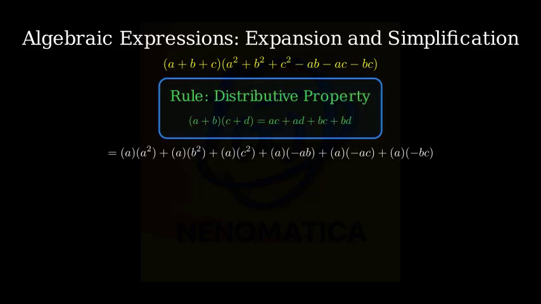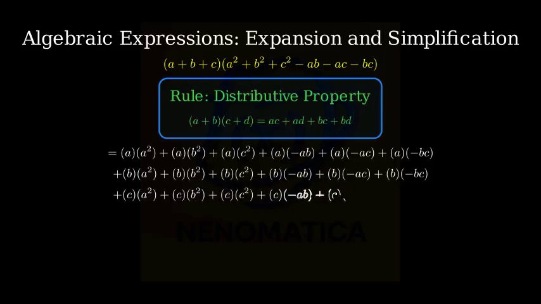Now, let's distribute the b from the first factor. We get b times a squared plus b times b squared plus b times c squared plus b times negative ab plus b times negative ac plus b times negative bc. Finally, let's distribute the c from the first factor. We get c times a squared plus c times b squared plus c times c squared plus c times negative ab plus c times negative ac plus c times negative bc.